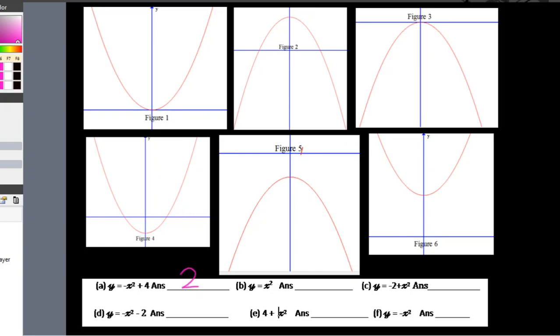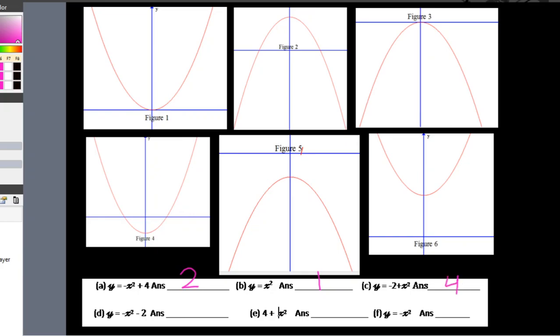Part B, y equals x square, so that will simply be figure number 1 like we just discussed. Next, part C is y equals -2 plus x square. Now plus x square means it will be a U-shaped graph, and -2 means that this U shape will be cutting the y-axis at -2. So that will be figure number 4, a U-shaped graph which is cutting the y-axis at -2.